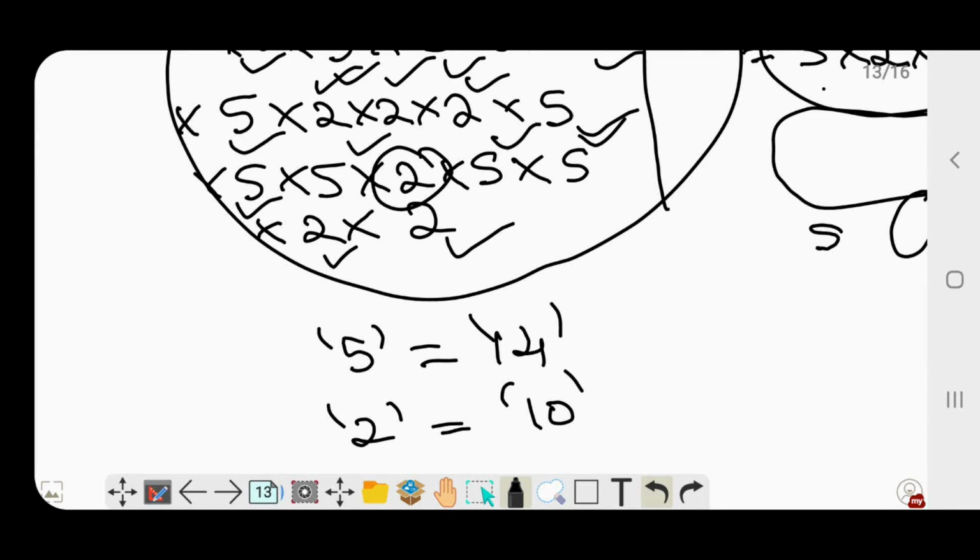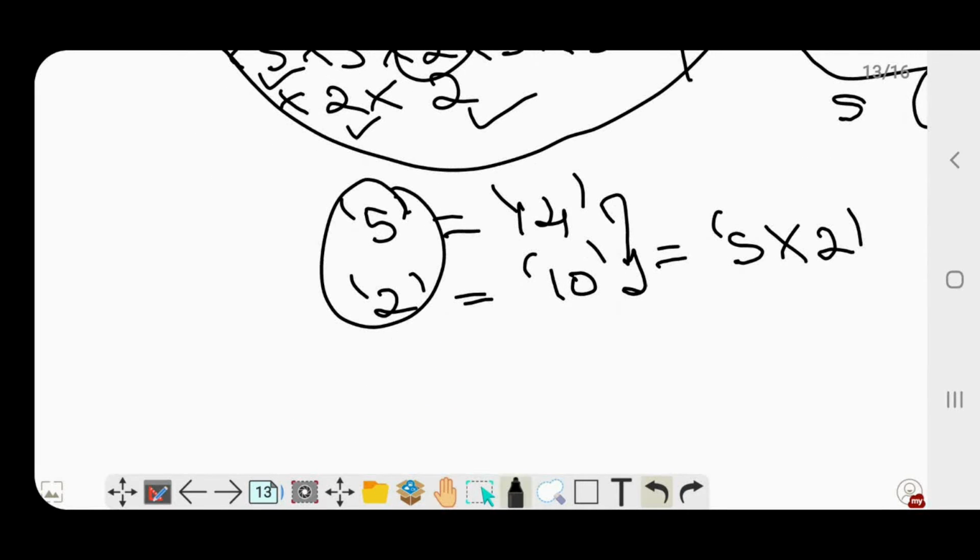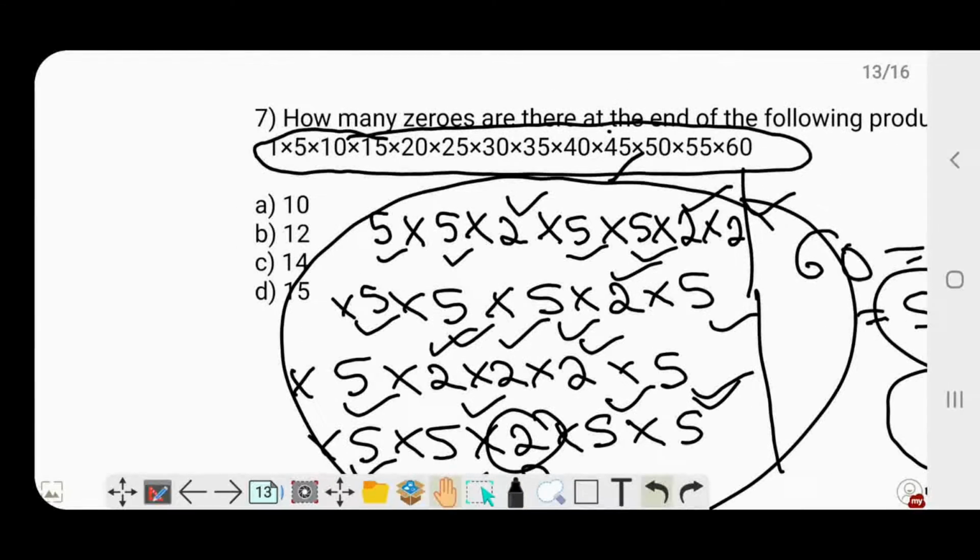So what we are looking for is a combination of 5 and 2. And 5 and 2 will appear the least number of times, of 14 and 10. That is, 5 and 2 will appear as a factor together 10 times. So 10 will be the answer, which is given in option A.